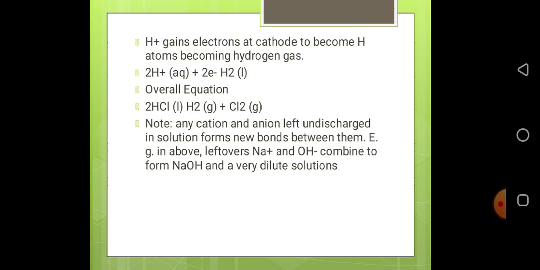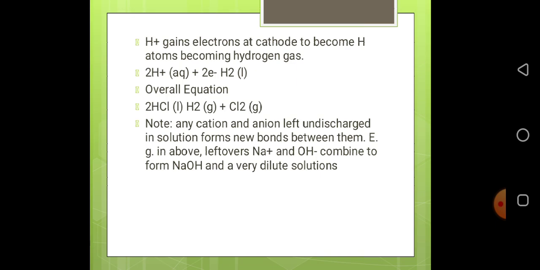So reaction at the cathode. Hydrogen ion gets electron at the cathode to become hydrogen atom, becoming hydrogen gas. The 2 hydrogen ions gain 2 electrons at the cathode to give a hydrogen molecule. So this is the overall equation.